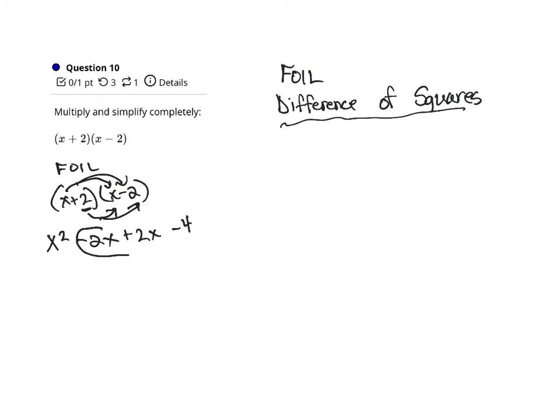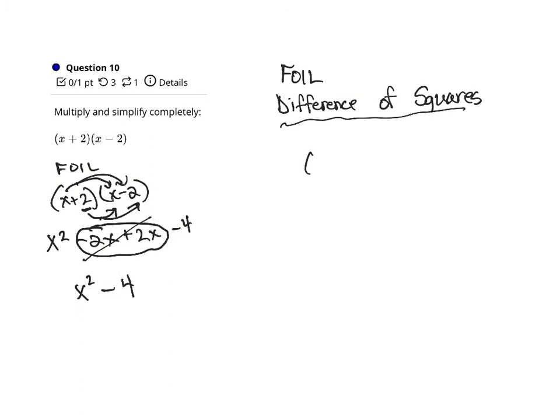What will always happen whenever you have two binomials exactly alike, except one's a sum, one's a difference, the inside and outside will always cancel. So really on this one, you only have to multiply the first term and the last term. It's only when they're exactly alike but the signs are different. That's the only time you can do that. It can't be kind of alike. It has to be exactly alike, but one's a plus, one's a minus. In that case, you can omit the inside and outside.